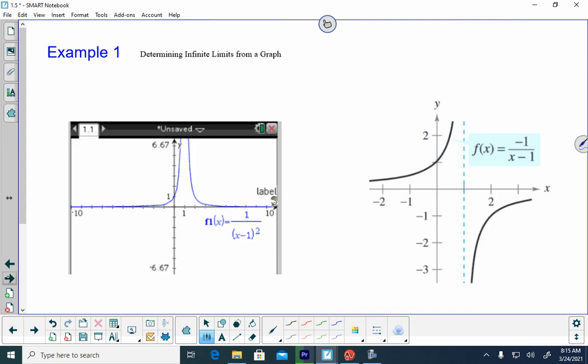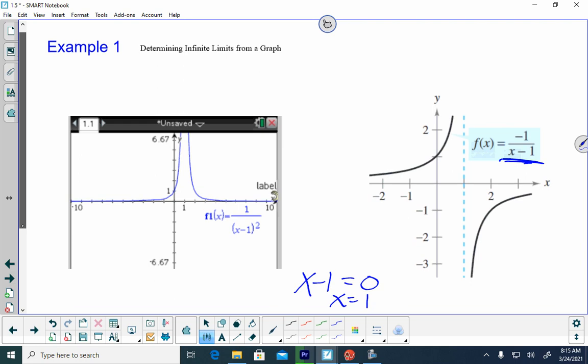All right, so example 1: you're given f of x equals -1 over x minus 1. When I look at this, if x minus 1 is equal to 0, that's what's going to cause a problem or discontinuity. So when x is equal to 1 is where I have this vertical asymptote.